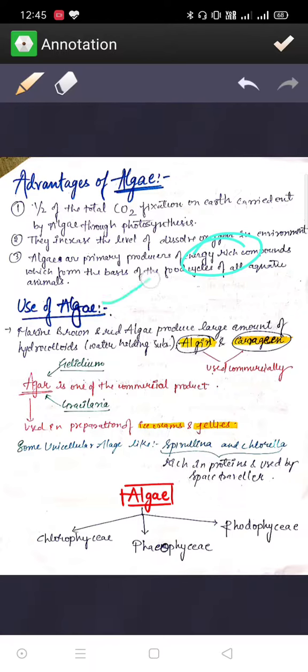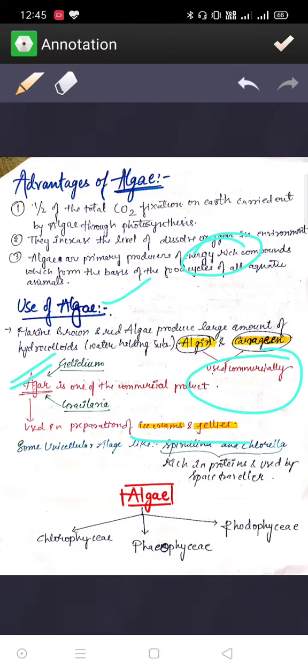So what are the uses of algae? Algae are commercially used. For example, agar, which is a commercial product of Gelidium and Gracilaria, is used in the preparation of ice creams and jellies, which are used in daily life.